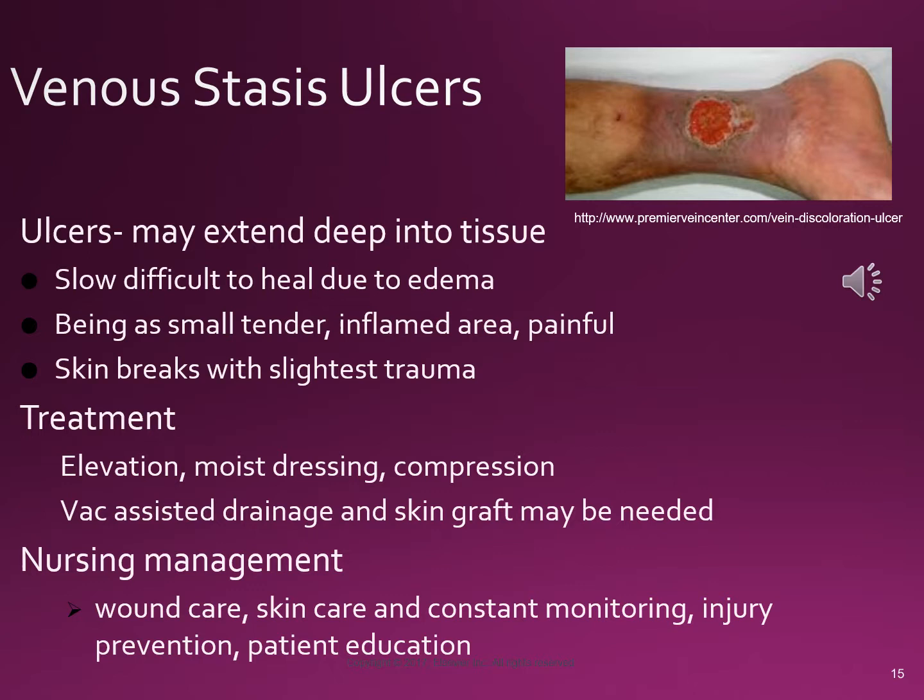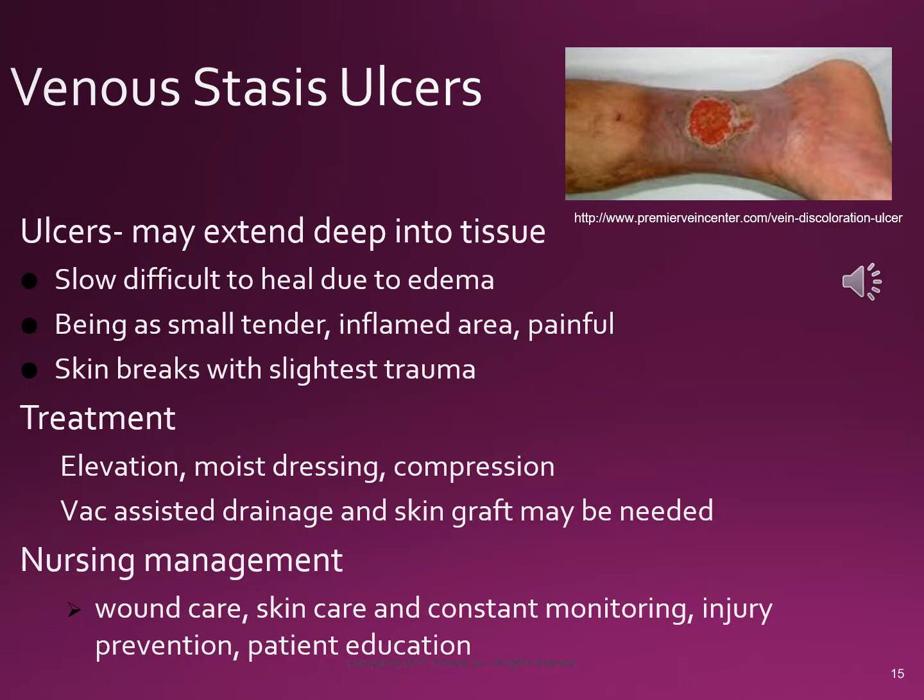Ulcers may develop in this tissue that does not have good venous flow, and it can extend deep into the tissue. So what happens is you get a real superficial wound and it just grows bigger and bigger. It is very difficult to heal because of the edema in the tissues. It may start out as a small, tender, inflamed area, painful, and your skin in chronic venous insufficiency can break just with the slightest trauma. And so once you've broken the skin, it just extends. I've seen these involving the entire lower leg.